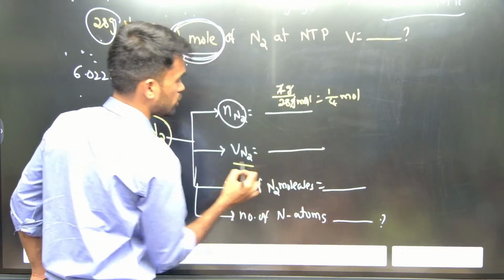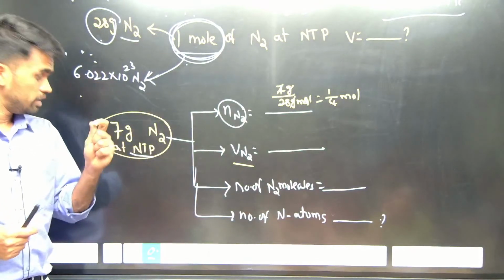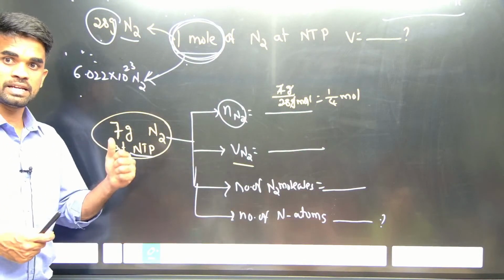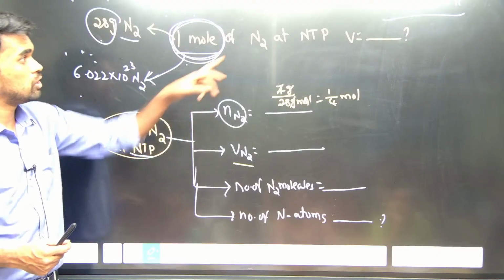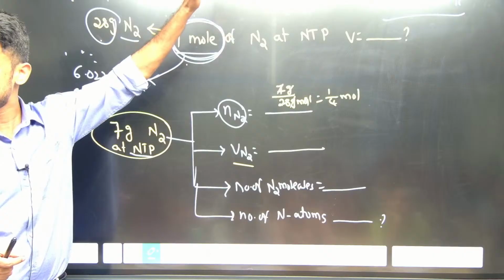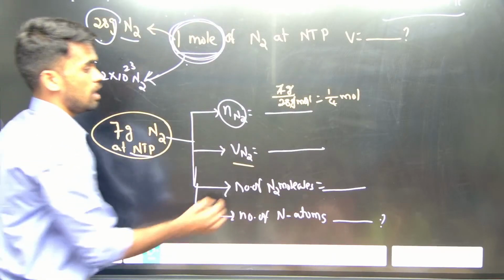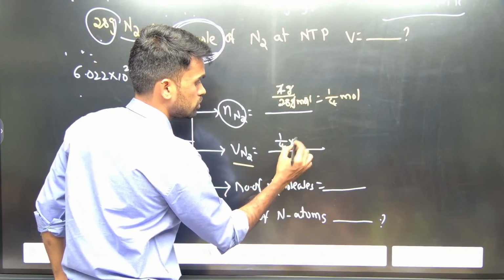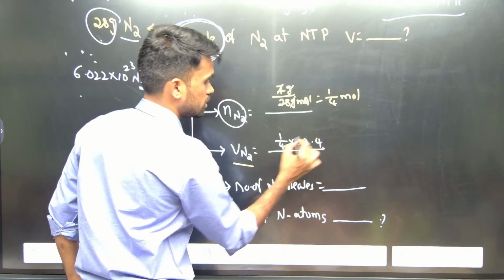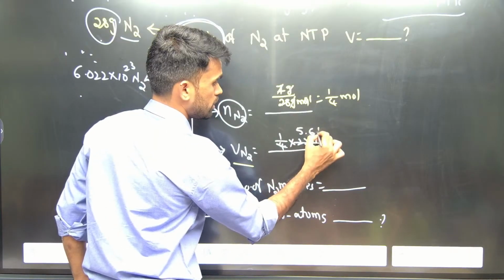Now what I am asking you? Volume at NTP. It should always be specified, either NTP or STP. Then only these values will be taken. Otherwise the values change. Okay, now tell me what is your answer? 1 by 4 into 22.4. Perfect. So this will be 5.6 liters.